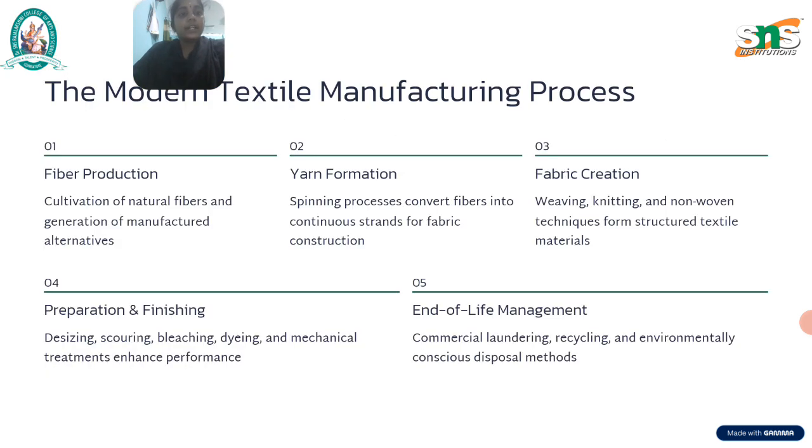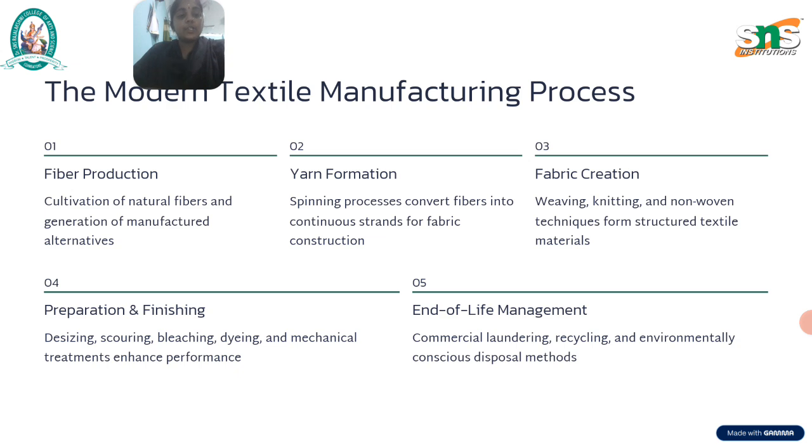Next is the modern textile manufacturing process. What are all the textile manufacturing processes? First one is fiber production. At the basic level, we cultivate fibers, both natural and man-made: cultivation of natural fibers and generation of manufactured alternatives.